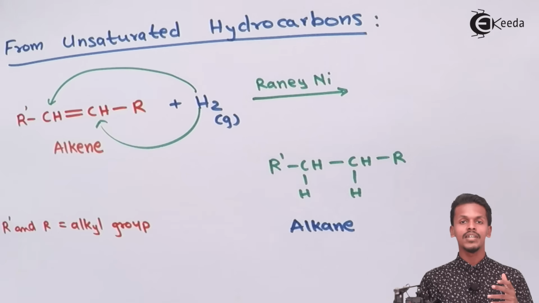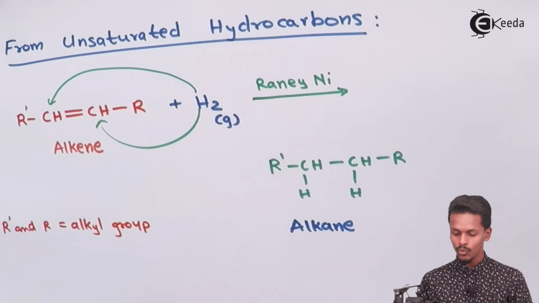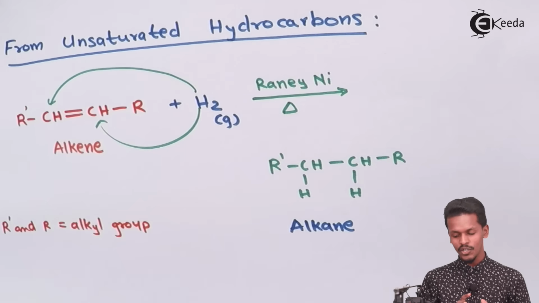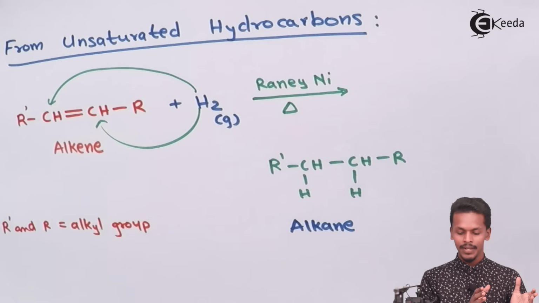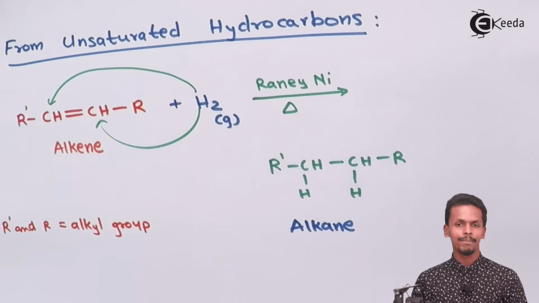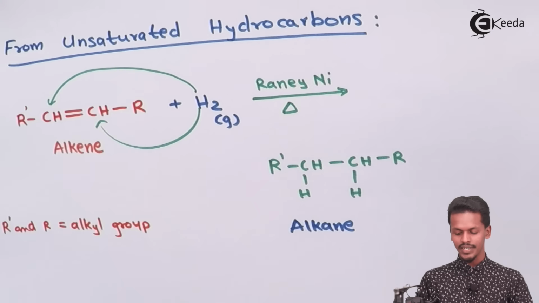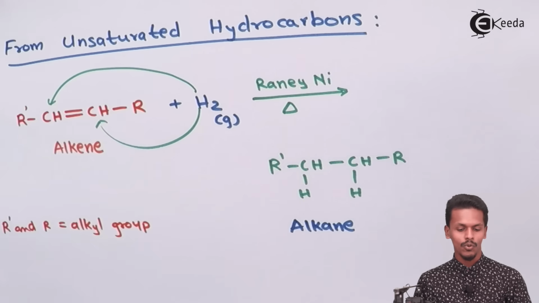But moreover, this reaction doesn't take place in a cold condition. We have to provide heat, or we have to warm the solution. That's the reason this symbol of heat is introduced while representing the reaction. So this is how we could prepare an alkane from an alkene. This is the general reaction that I have presented in front of you. But let me give you an example. The example is as follows.